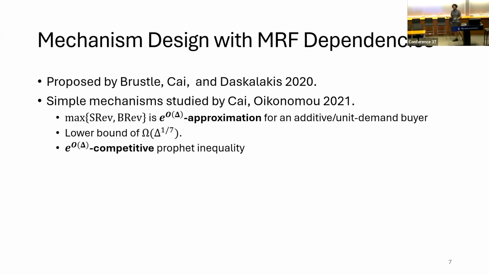And these are great results because these tell us that in the setting when delta is 0, we recover the constant approximations that exist for independent items. But these results still leave some open questions because the best lower bound shown in this paper for the mechanism design question was on the order of delta to the 1/7. So there's kind of this exponential gap between the upper and lower bounds as a function of delta.